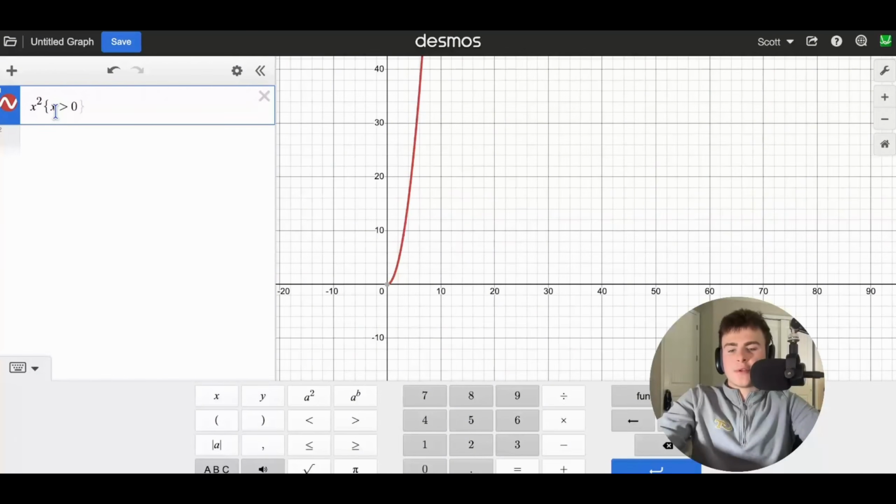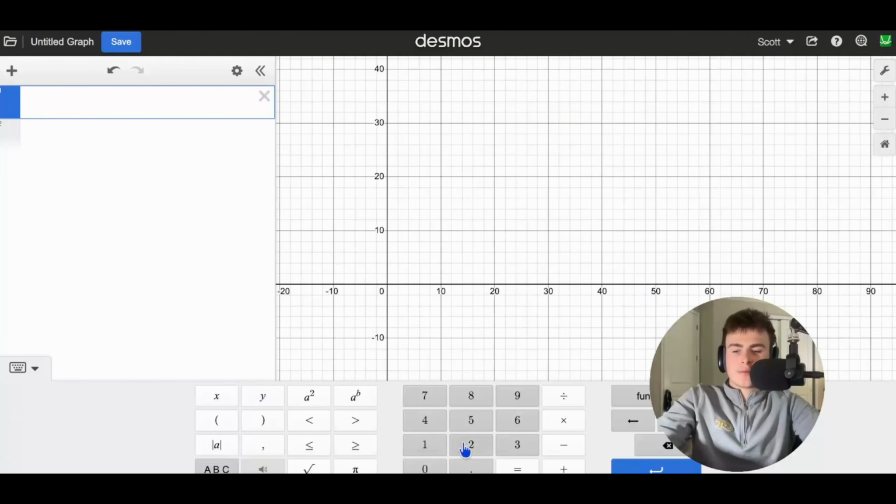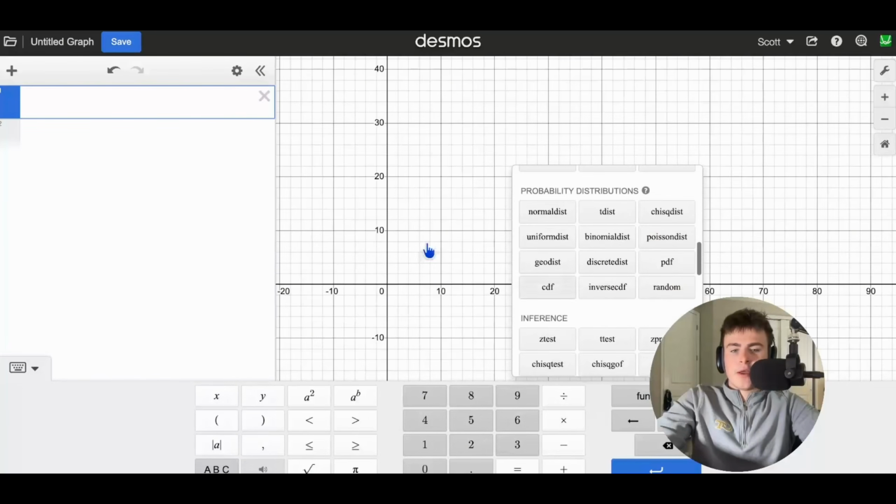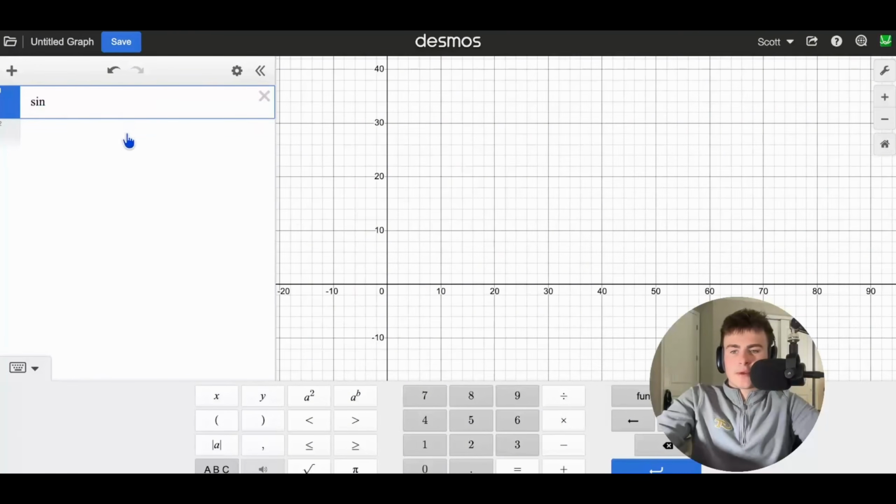Anyway, that's pretty much all Desmos can do. We're going to go more in depth, by the way. If you forget any of the stuff I told you, just go to this bottom tab here. It shows all the stuff. You have absolute value, all the functions here, statistics, whatever. And remember, you can always type in sine and cosine. And yeah, that's pretty much it.